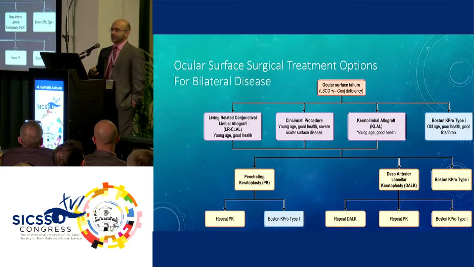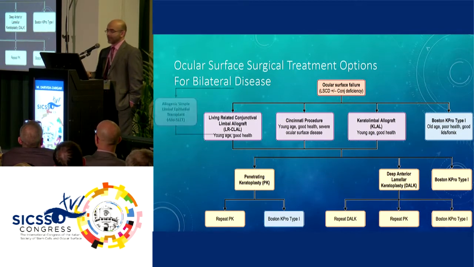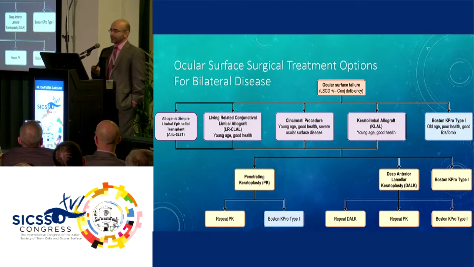So these are the possible treatment options for bilateral disease. Again, you have the living related, the Cincinnati procedure, a KLAL, a possible K-Pro. An alternative here is something like allo-SLET, which, again, from the data we saw, may not be the best option. And again, you have to follow this up with another optical procedure, either a PK, DULC, or K-Pro, and you can repeat all those. Once again, the K-Pro is at the end of the tree, so there are no more options after that, which is something you have to keep in mind.